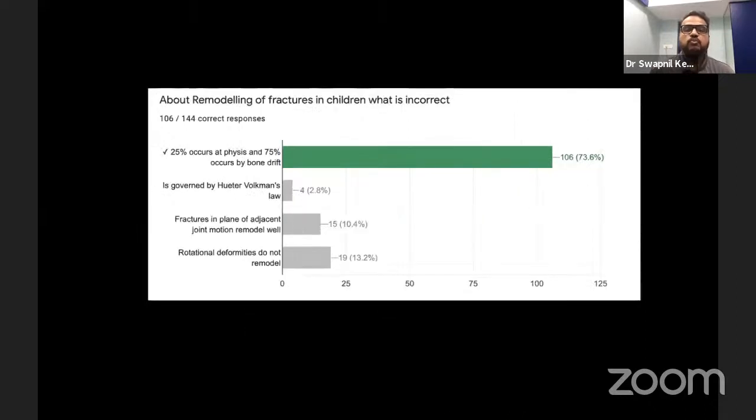The next question was about remodeling: whether everything about remodeling of fractures in children is correct, except for. Almost 73% of you got this one right, which is that 25% occurs at the physis and 75% occurs by bone drift. In fact, it is the other way around. Most of the remodeling happens around or near the physis.